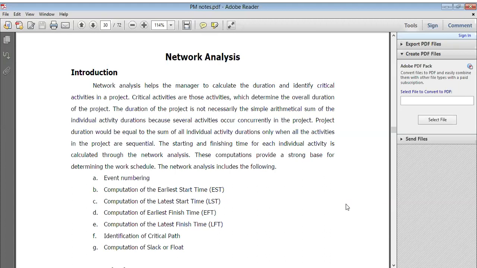So the network analysis helps the manager to calculate the duration and identify the critical activities in a project. So he found what time and duration is required for C and D, right? And E is the finished product, meaning it has to be finished, by installing and testing. So until C and D are completed, D will not complete its activity. So the duration of the project is not necessarily the simple arithmetic sum of the individual activity durations.